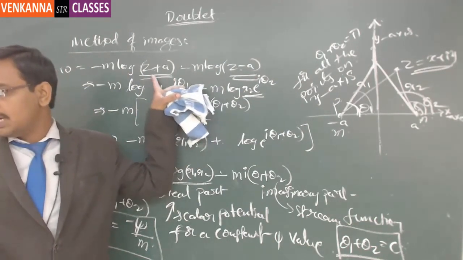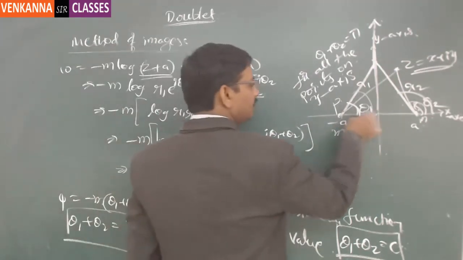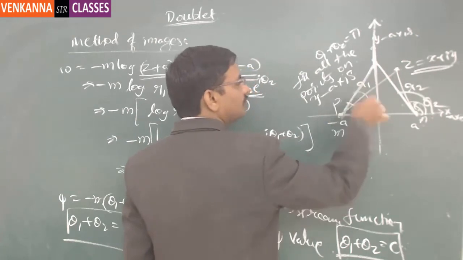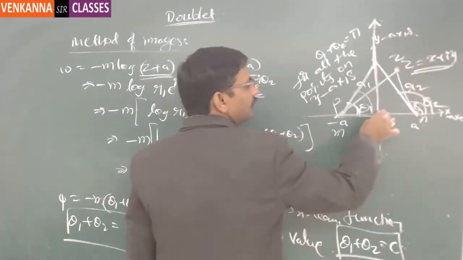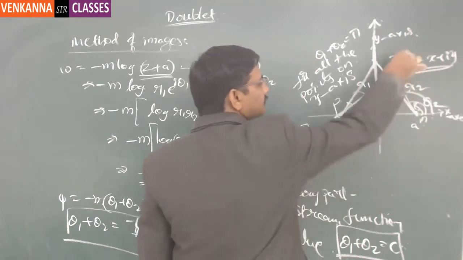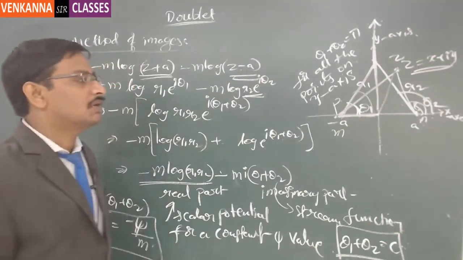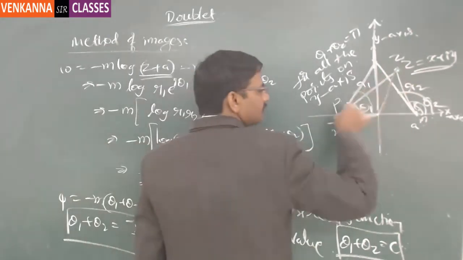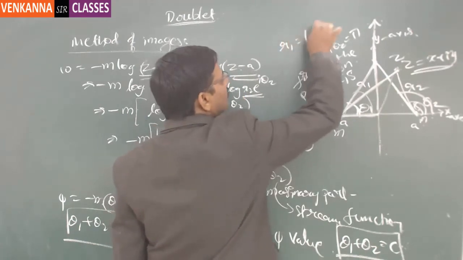Now here z plus a is nothing but the difference between this point and this point. So suppose this location is z. Then if you draw a line from here, this is z, and if I draw a line from here, this is z is equal to minus a. Now these two differences, if you take this length, this value will be r1 is equal to modulus of z plus a.